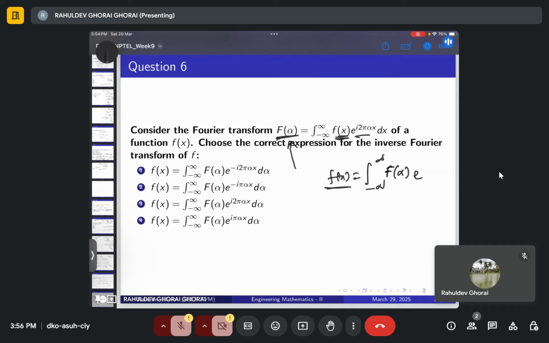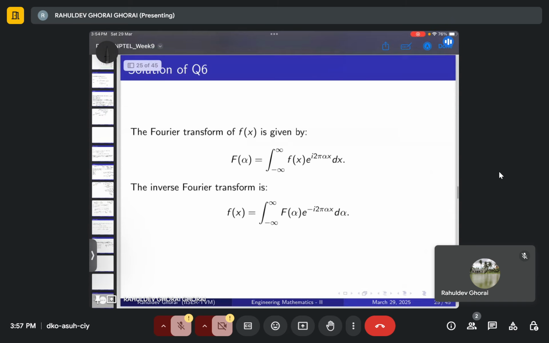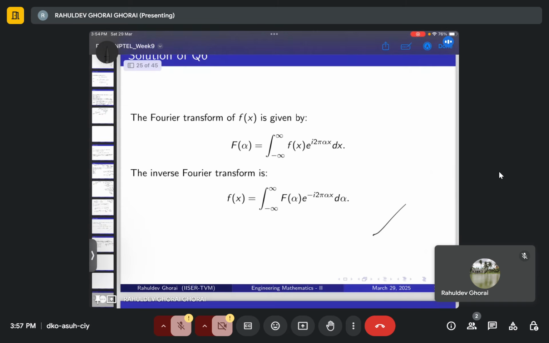Instead of e to the power i 2 pi alpha x, it will be the negative, e to the power minus i 2 pi alpha x. That's all. Of course it should be d alpha, because F is depending on alpha. So that was just a theoretical question, there is nothing to do with that. Whatever the coefficient of alpha is there, the negative of that will be in the inverse. Okay, so this is okay.